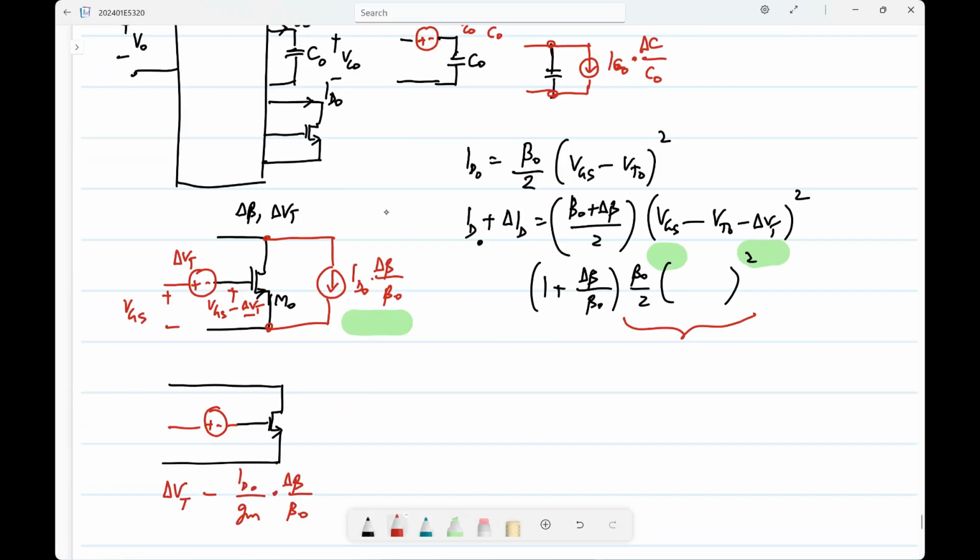And how much is ID naught by GM? What is the expression for GM? I mean the relevant expression for GM here. Yeah, it's 2 times ID naught by VGS minus VT. So this is VGS minus VT by 2, assuming this is in the strong inversion region. Okay. If it's in the weak inversion region, this would be eta times thermal voltage. Okay.